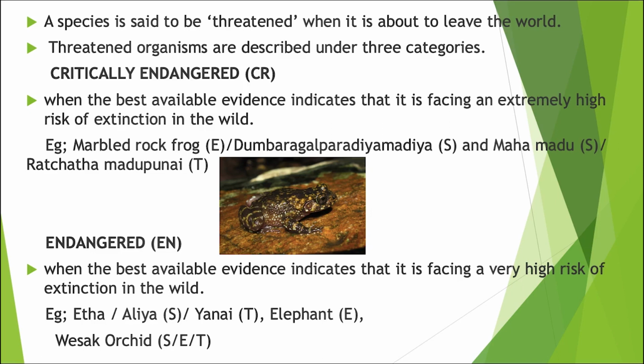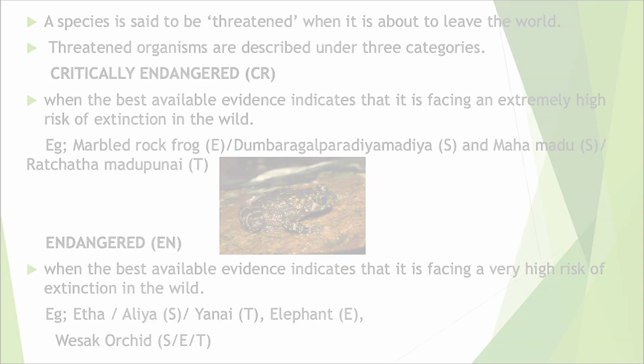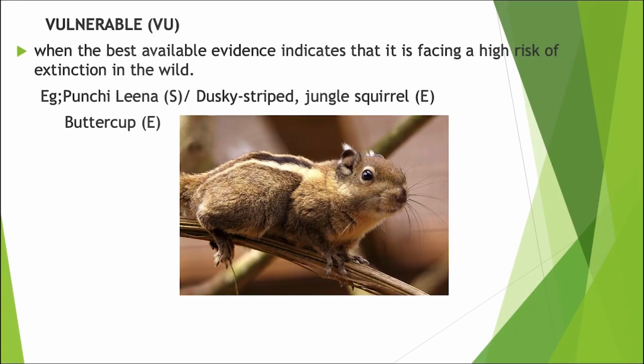A taxon is endangered when the best available evidence indicates that it is facing a very high risk of extinction in the wild. A common example is Atta, the elephant. A taxon is vulnerable when the best available evidence indicates that it is facing a high risk of extinction in the wild. The dusky-striped jungle squirrel and buttercup are among the vulnerable species found in Sri Lanka.